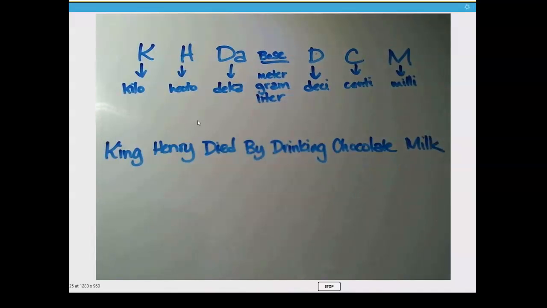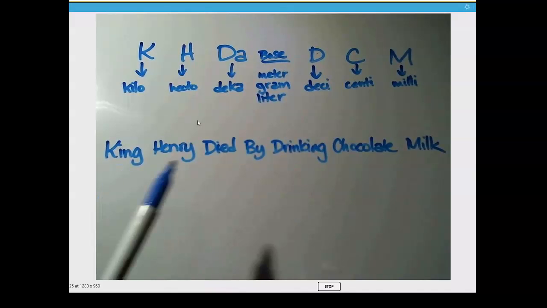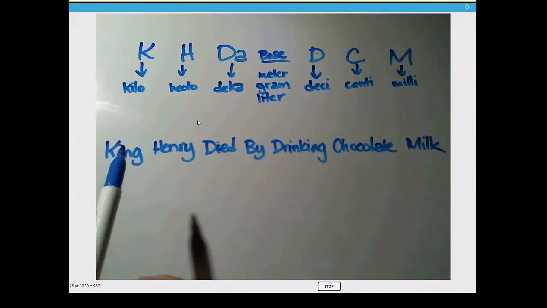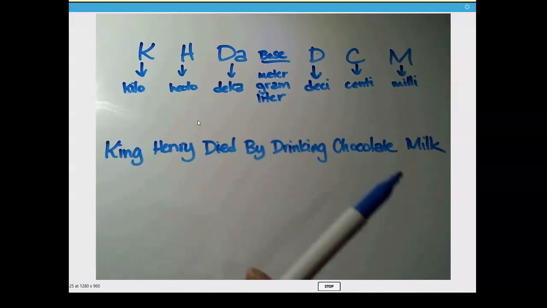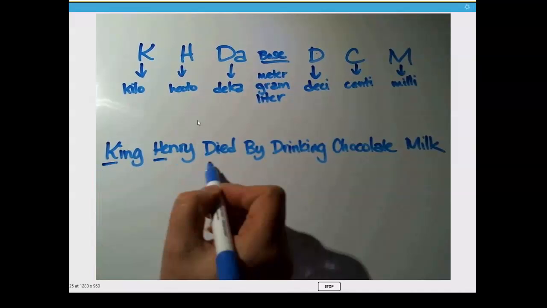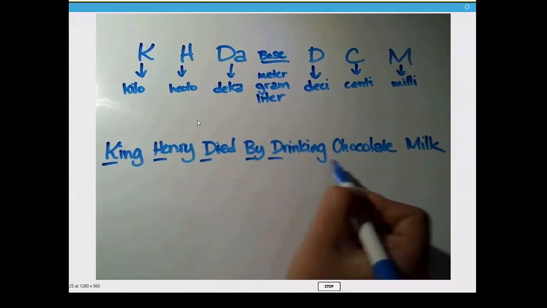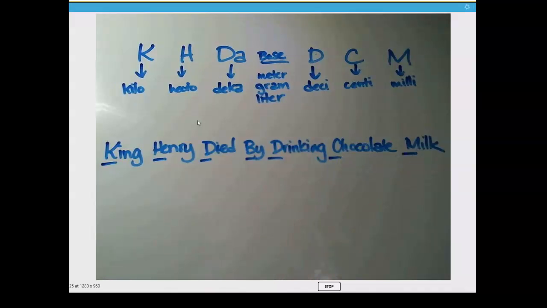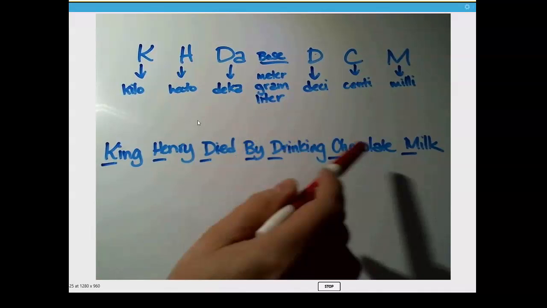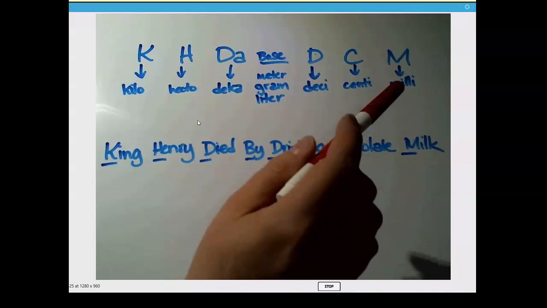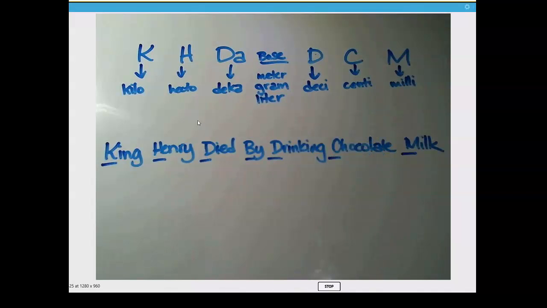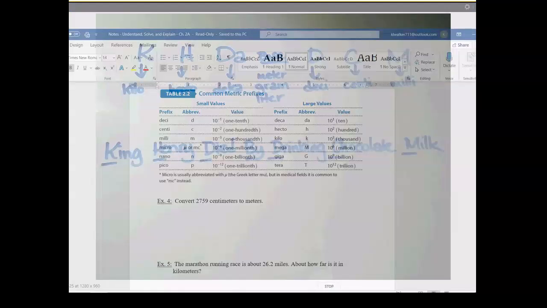For those of you who are like me and need things like this little memory device to remember stuff, King Henry died by drinking chocolate milk. Kilo, hecto, deca, base, deci, centi, milli. Okay, now how do I use this? All I do is I put myself on my starting unit, move to where I want to be, and that tells me how to move my decimal and how many spots to move it. And that's it. It's very easy. It's a nice system. I wish we'd switch to it.